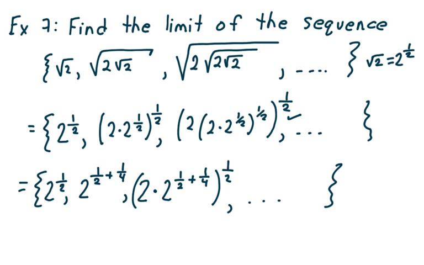And now from here, I'm just applying laws of exponents. So on the third line, the first term is 2 to the 1/2. The second term is 2 to the 1/2 plus 1/4. Okay? That's just applying the laws of exponents to that second term. The third term is 2 times 2 to the 1/2 plus 1/4, all raised to the 1/2 power. And really what I'm trying to do is get you guys to see a pattern.